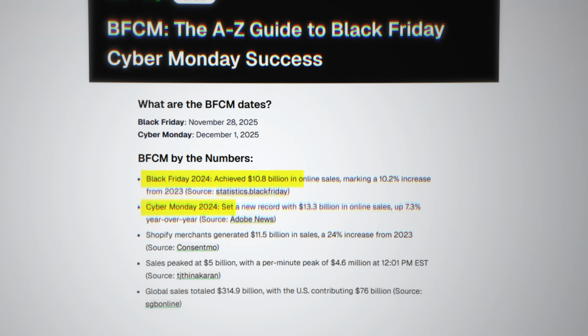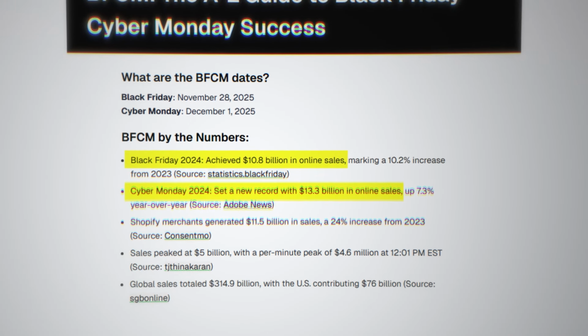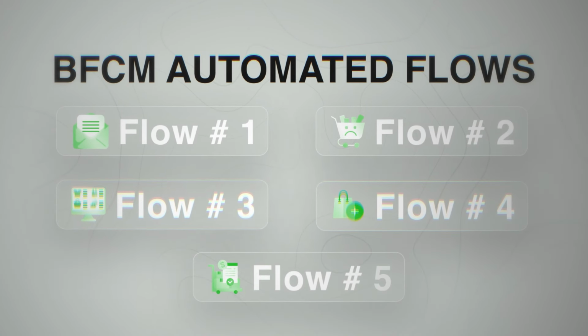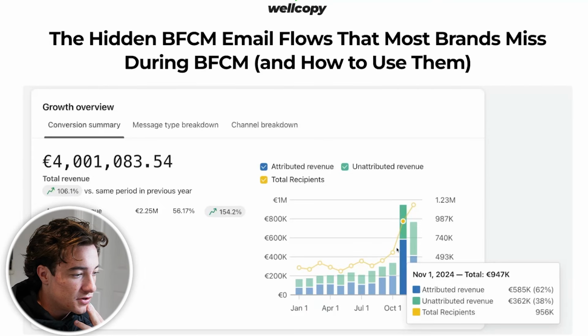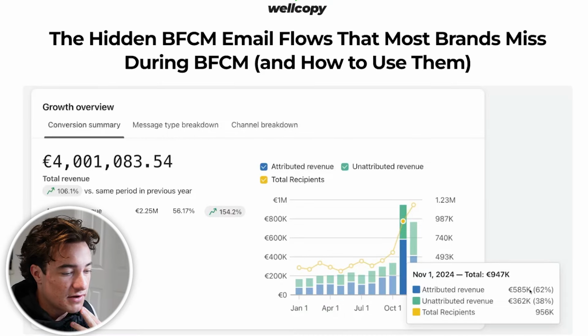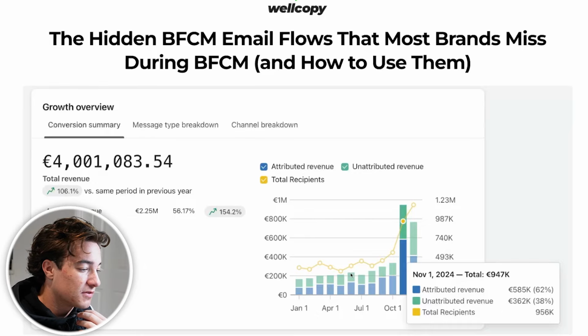Black Friday Cyber Monday is the most important time of the year for e-com, and it's little optimizations like this that can make or break your period. So let's get into it. We can see an example last year for a brand that we ran these flows for. You can see the big jump in revenue. You can see attributed revenue 62% coming from email. So let's rock and roll.